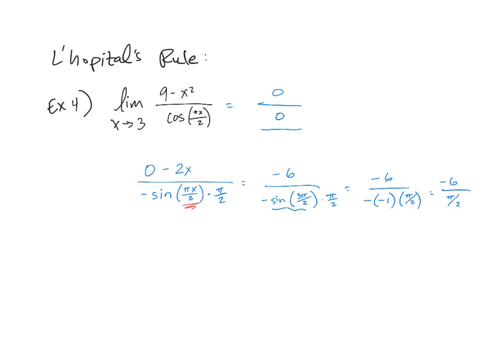If you don't like the way that looks, you can write it as negative 6 times the reciprocal of pi over 2. So you end up with a negative 12 over pi. Cool. That was fun.